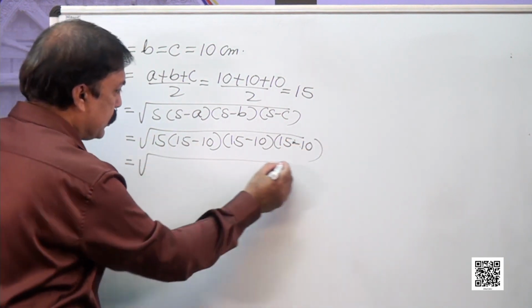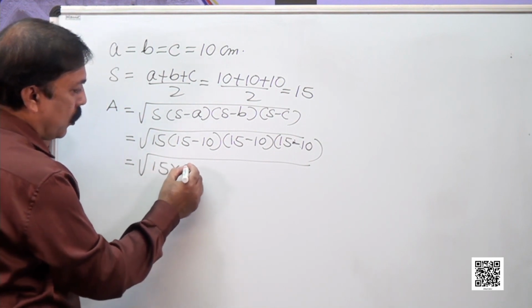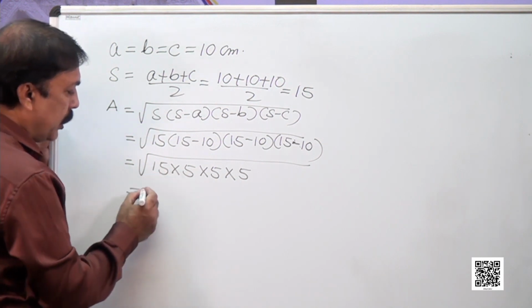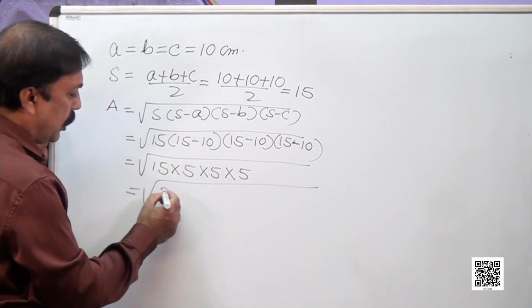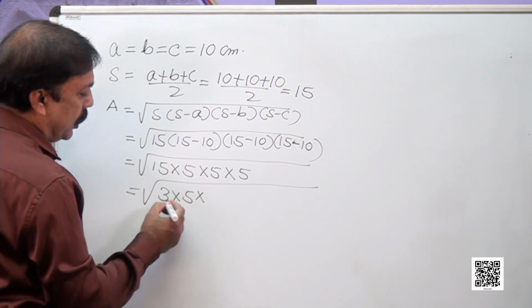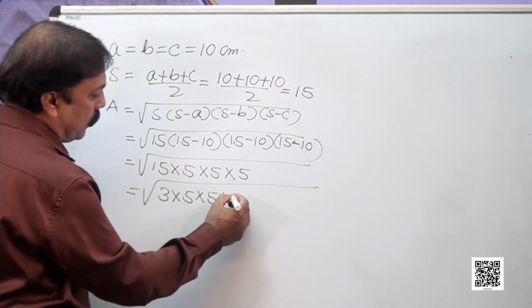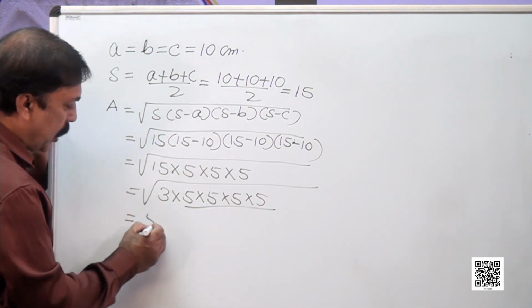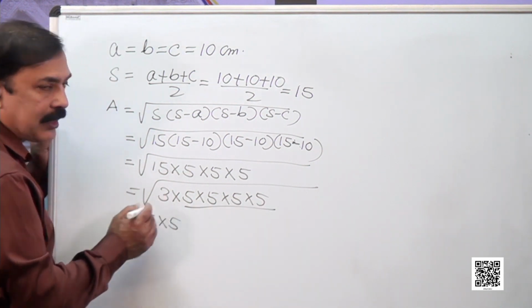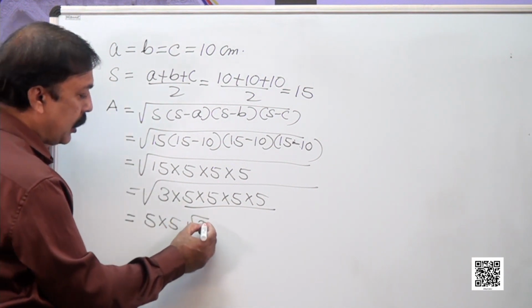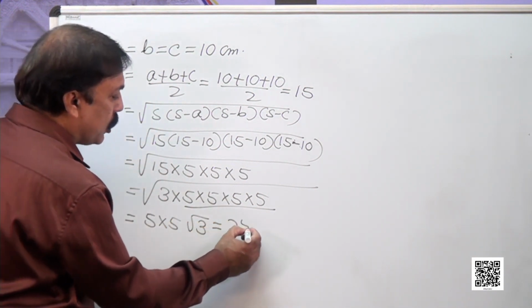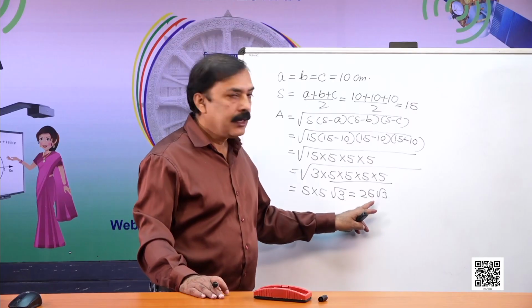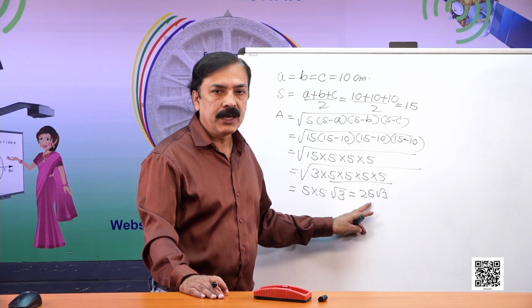That gives 15 into 5 into 5 into 5. You see 15 is same as 5 into 3, so we can write 5 into 3 into 5 into 5 into 5. So in place of four 5s, we can take 5 into 5 and one 3 remains, so we can write root 3, that is 25 root 3. Earlier we have also found that the area is 25 root 3.